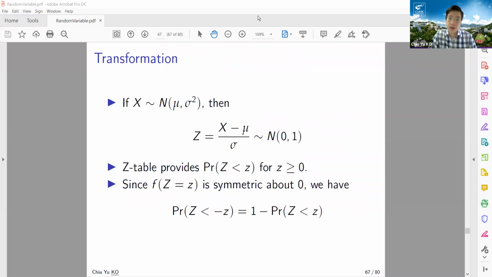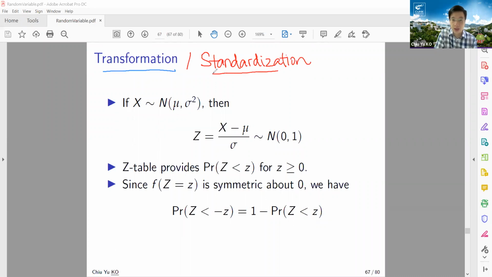Now, the main thing we want to discuss is what we call transformation. In this particular case, we have what we call standardization. There are many transformations, but in particular we call this standardization. What does standardize mean? It means you subtract the mean and divide by the standard deviation.